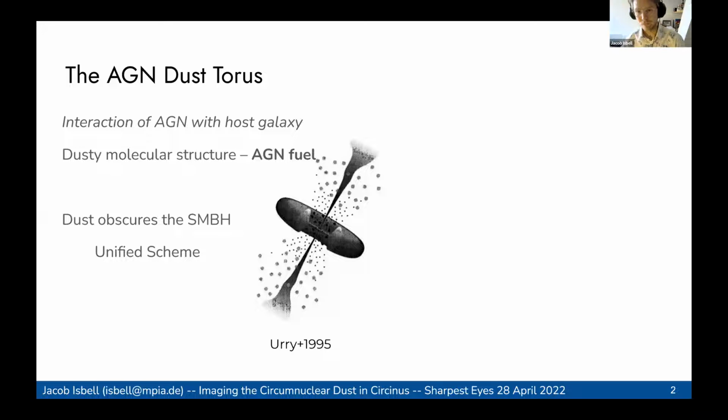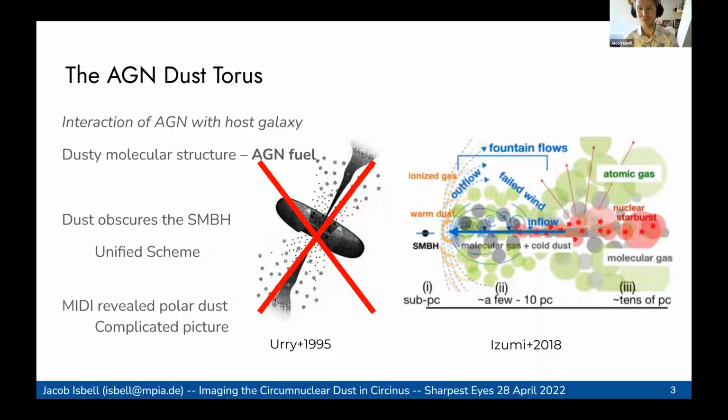But as James and Violetta pointed out, this smooth geometrical model that we've all commonly come to think of is not really keeping with the times, thanks to observations with MIDI and now more and more observations with MATISSE. We know that we have this more complicated picture, such as we see on the right, with radiation-driven winds, failed winds, dust recycling, inflows, and so on.